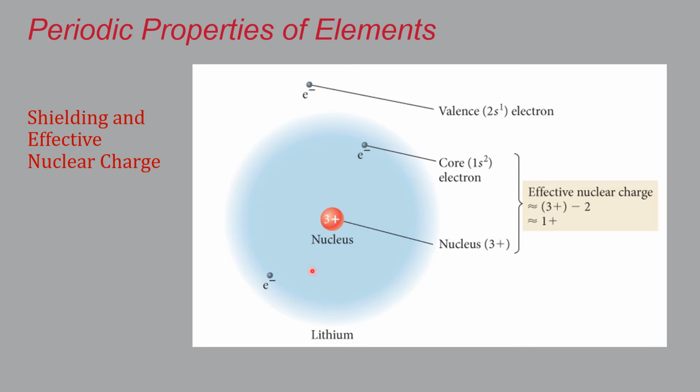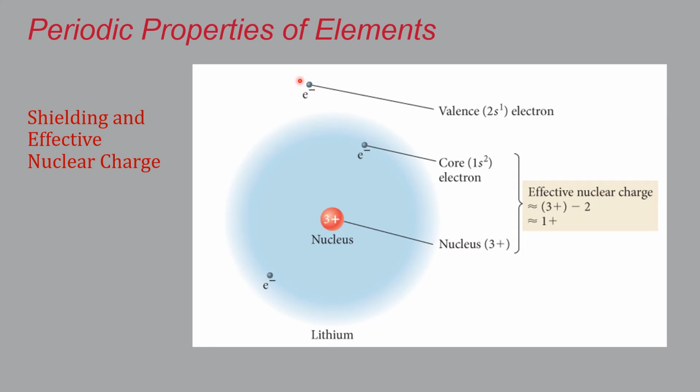And the result of this approximation is called the effective nuclear charge. The actual nuclear charge is +3, because it has 3 protons. And from the standpoint of the outermost electron, that single 2s electron, it actually only feels a +1 charge because these 2 electrons essentially cancel out 2 of the protons. This result we refer to as the effective nuclear charge.